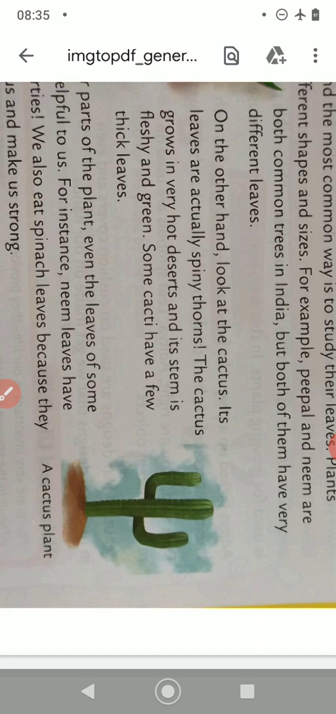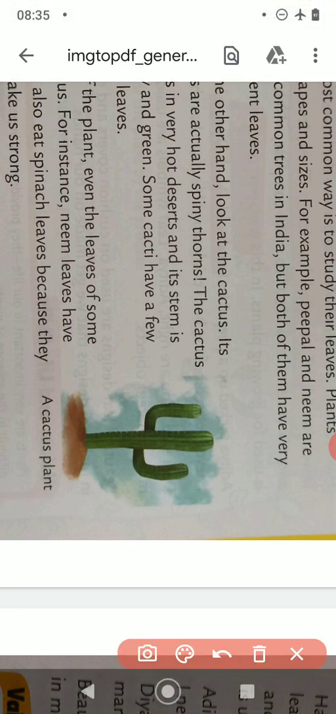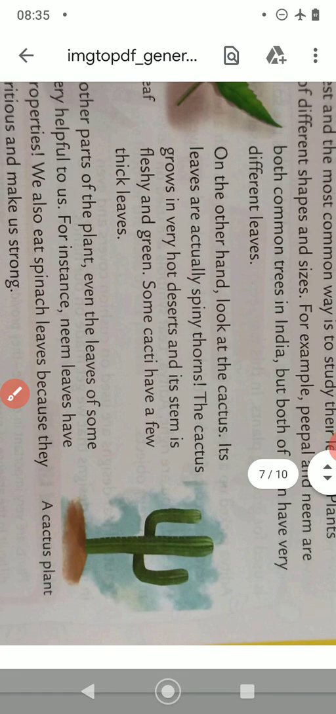Its leaves are actually spiny thorns. The cactus grows in a very hot desert, and its stem is fleshy and green. Some cacti, so what is this cacti? The plural form of cactus. One cactus, and when there are two cactus plants, then we say cacti. Okay, they have a few thick leaves also.